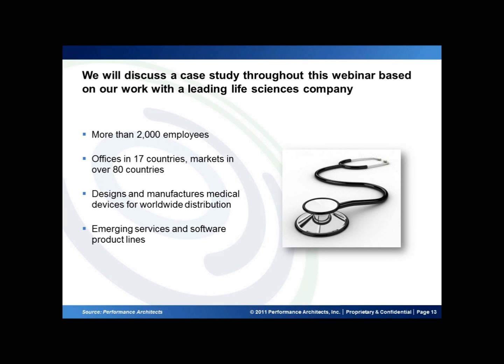First, a little bit about their business. Our case study focuses on a leading life sciences company that designs and manufactures medical devices for worldwide distribution. They have offices in 17 countries and distribute to 80 markets. They have about 2,000 employees and are growing as they begin to develop both services and software product lines. This was a major reason as to why they revisited the design of their planning application.